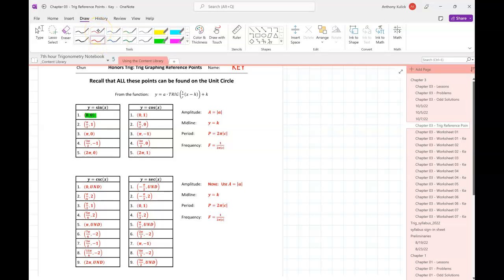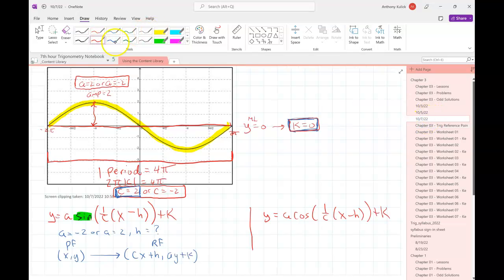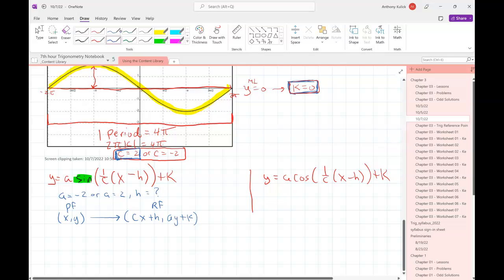And notice here that we have two different kinds of points in our parent function. So we have points that lie on the midline, and then we have points that are extrema, either maxes or mins. Everybody's okay with that? So here we're going to choose from the parent function the point 0, 0, which we said was a midline point.